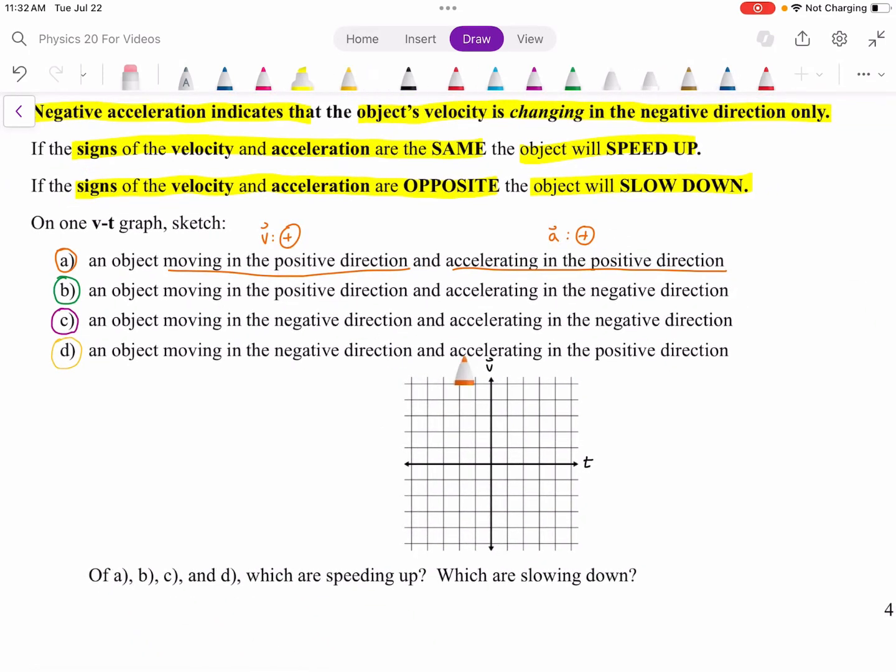Well, a positive velocity on a VT graph just means our velocity is up here to begin with, right? It's in the positive velocities on the positive y-axis. If it's accelerating in the positive direction, that means it's changing in the positive direction as time goes on. The velocity is changing in the positive direction as time goes on. So we're looking for something that starts up here and continues to get more and more positive, right? So maybe it starts there. As time goes on, the velocity gets more and more positive.